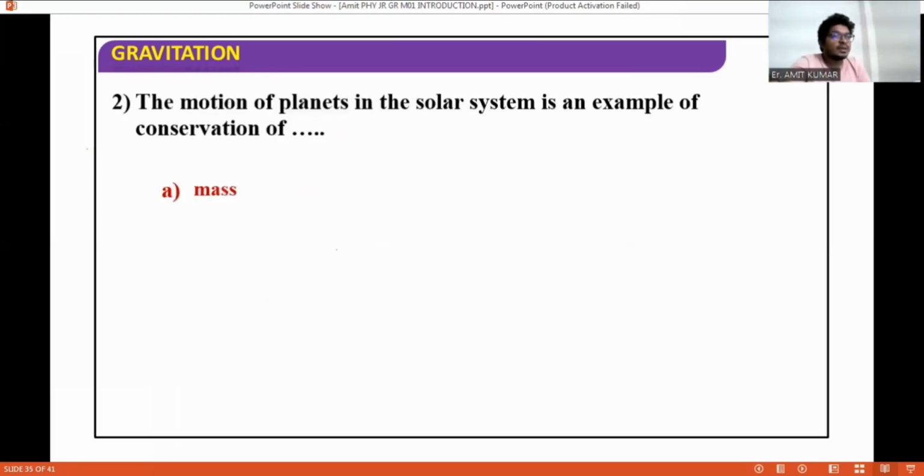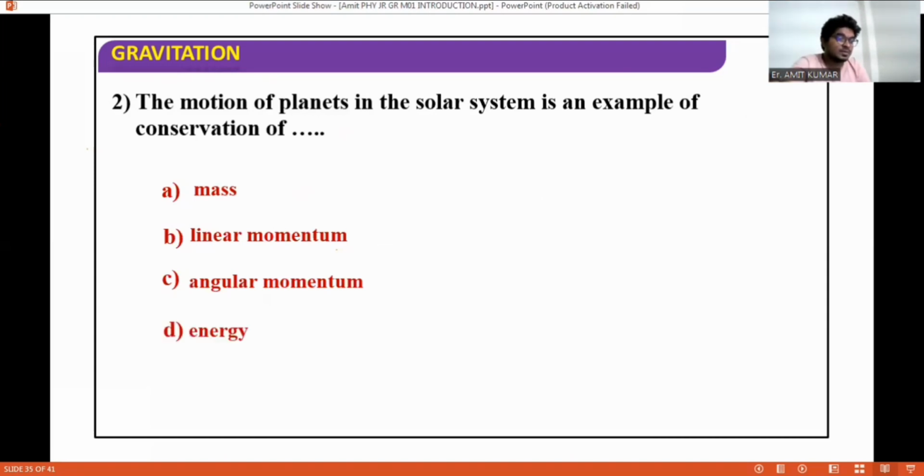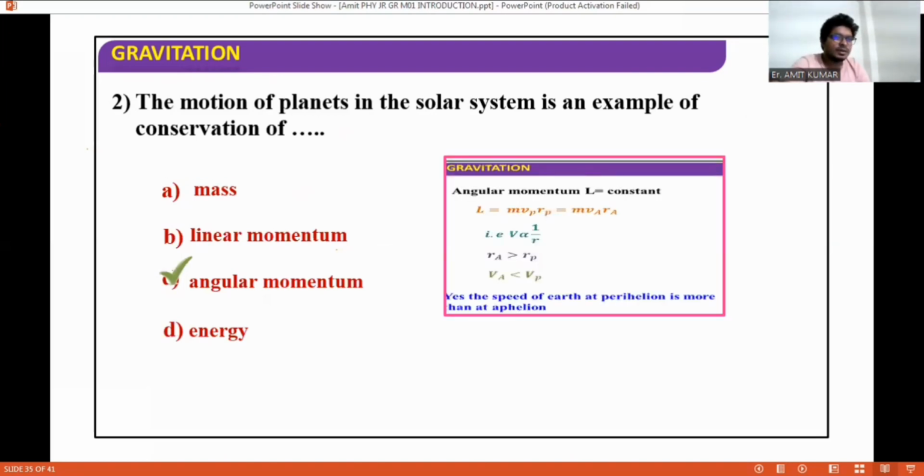So the motion of planets in the solar system is an example of conservation of mass? Not at all. Linear momentum? No. Angular momentum, it seems. So the motion of planets in the solar system is an example of conservation of angular momentum. We already tried this.